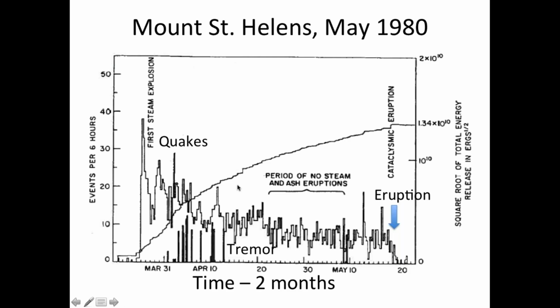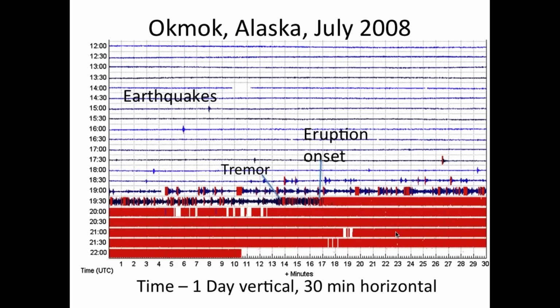This one had a long time of relative quiescence. The earthquakes continued, and some of the larger ones near the end, and finally the eruption occurred. But it's the same relative sequence of events, even though the total volume of magma involved was much larger and the chemistry was completely different. It's the same series of events. Now here's a third example.